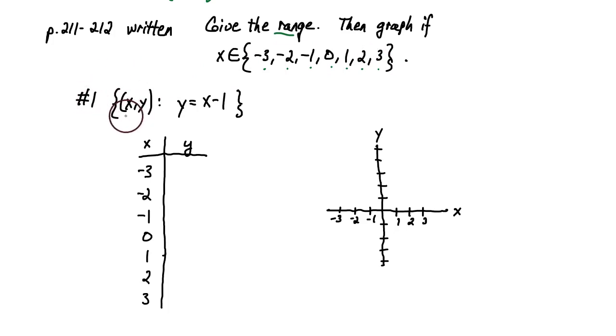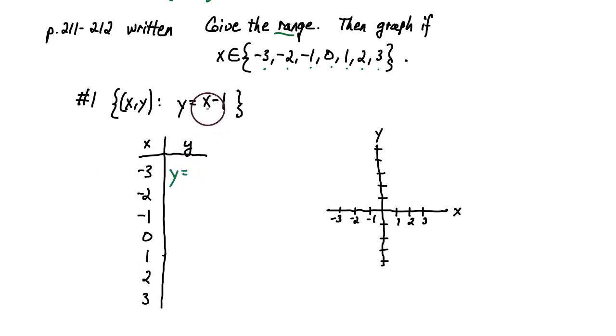So in number 1, we want the set of ordered pairs x comma y such that y is equal to x minus 1. This equation gives us a rule to find the value of the range when we plug in a number from the domain. We have done this in an earlier chapter. So I've already created my table to keep everything organized. And let's follow that rule.